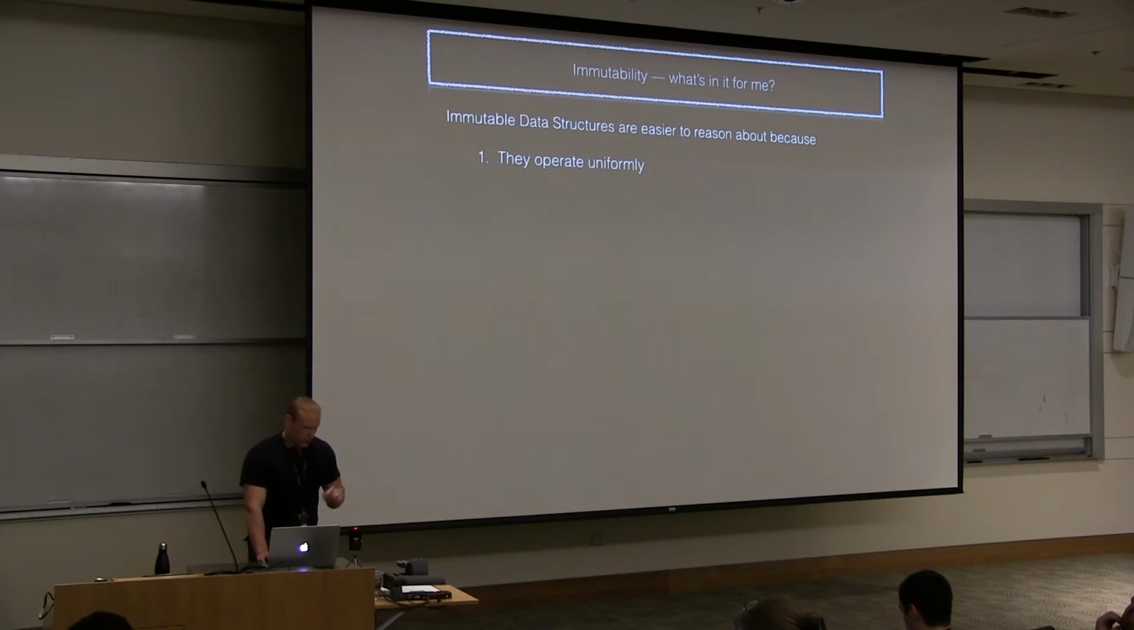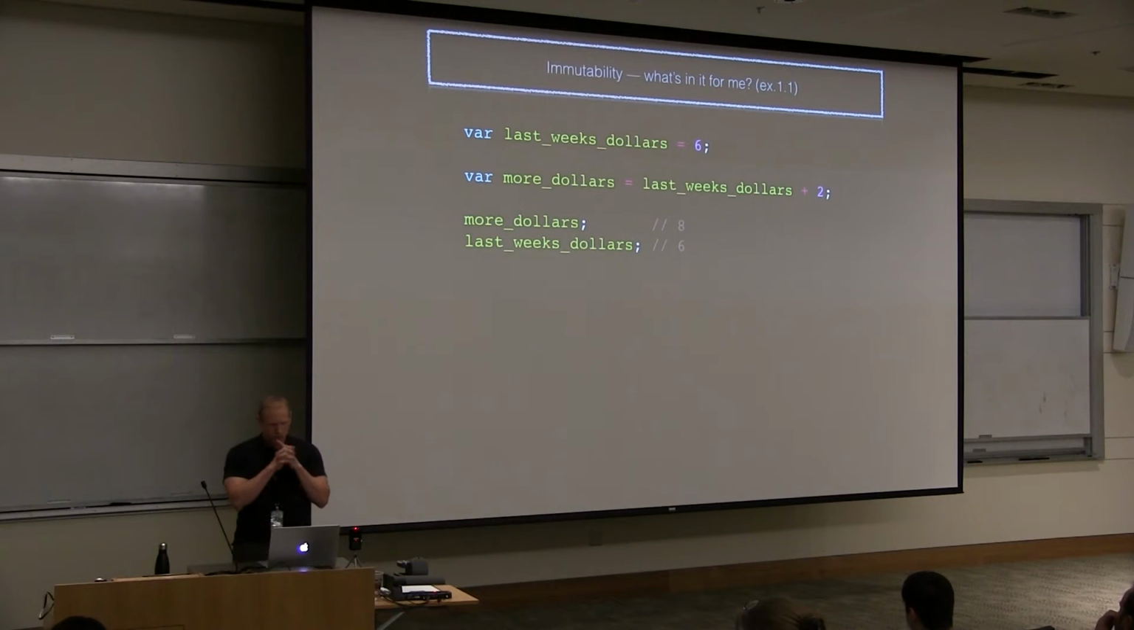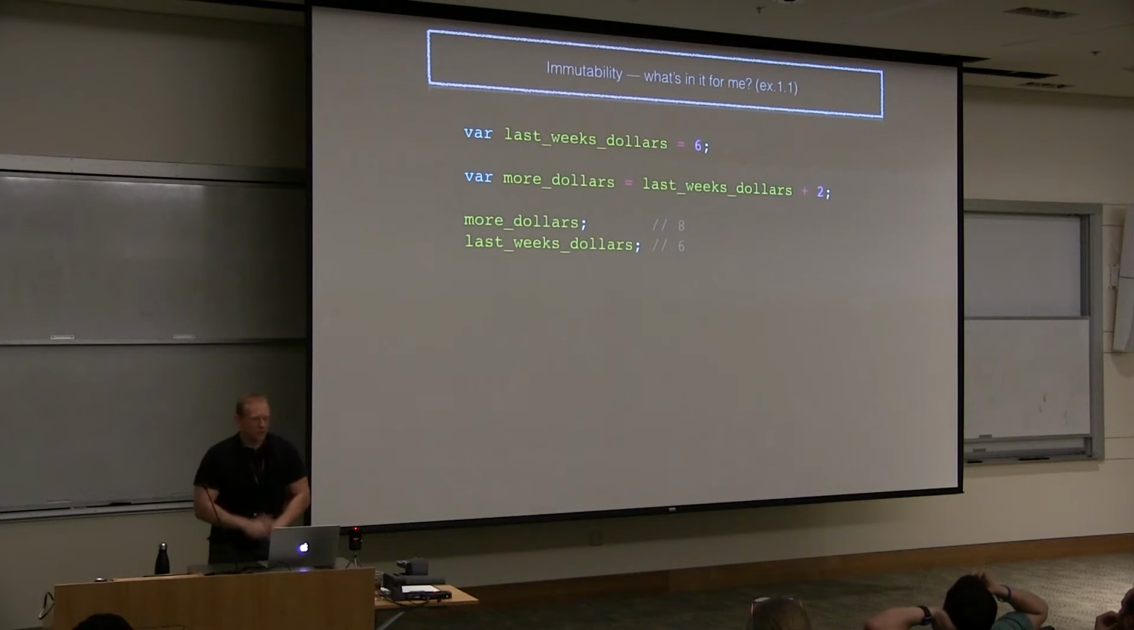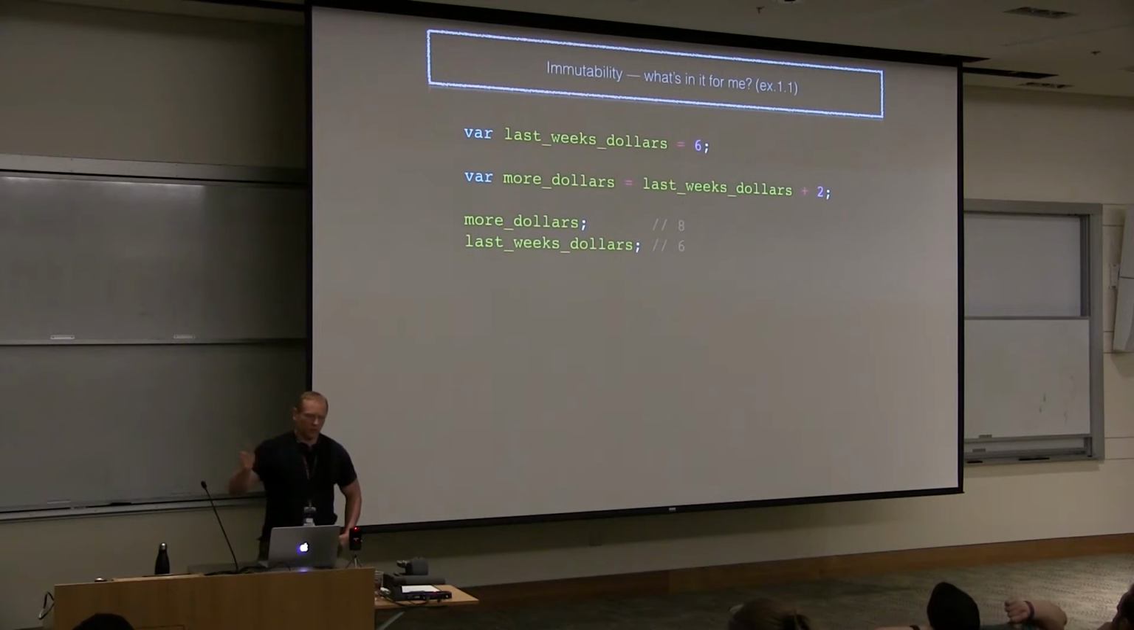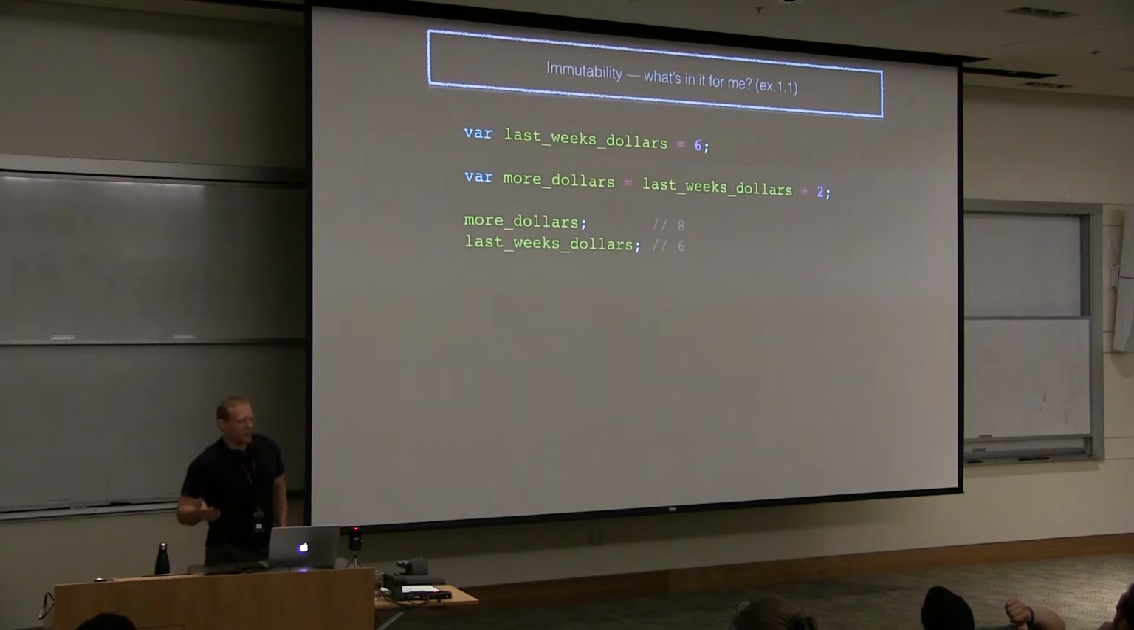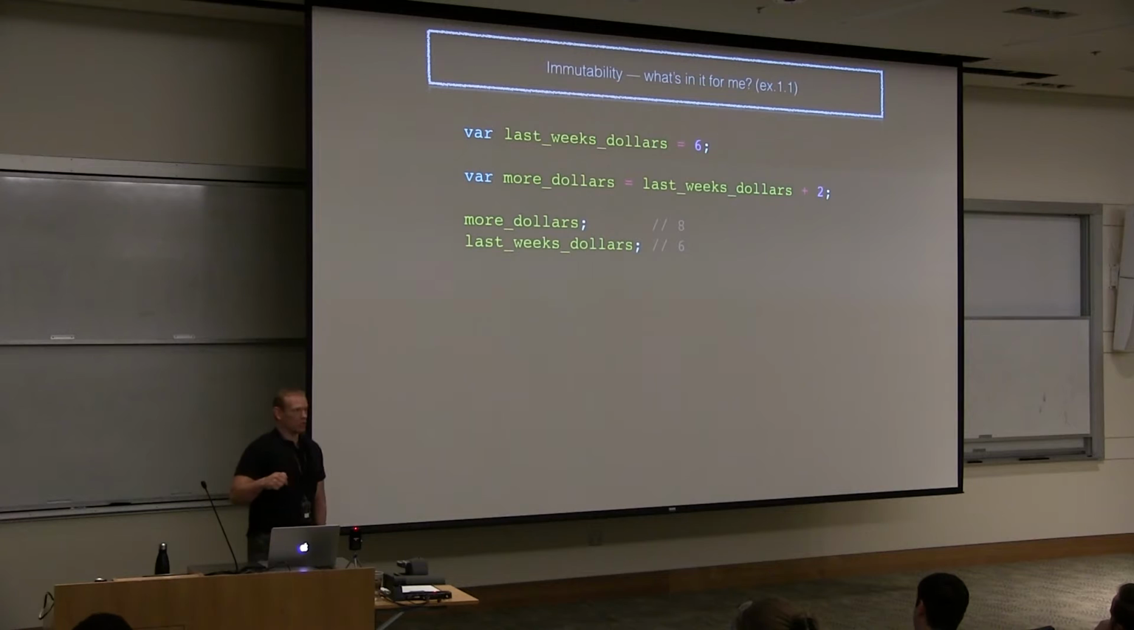So why are they easier to reason about? Because one, they operate uniformly. Let's see this in action. So let's assume we create a variable, and you can type this in and follow along with me if you want, or just follow along on the slides. Create a variable, last week's dollars. We set that to 6. We create another variable, more dollars. We set that to last week's dollars plus 2. Well, what we would expect then is if we check more dollars, it's going to be 8, right? Because 2 plus 6 is 8 most of the time. And if you check last week's dollars, it's still going to be 6. That's a good thing, right?